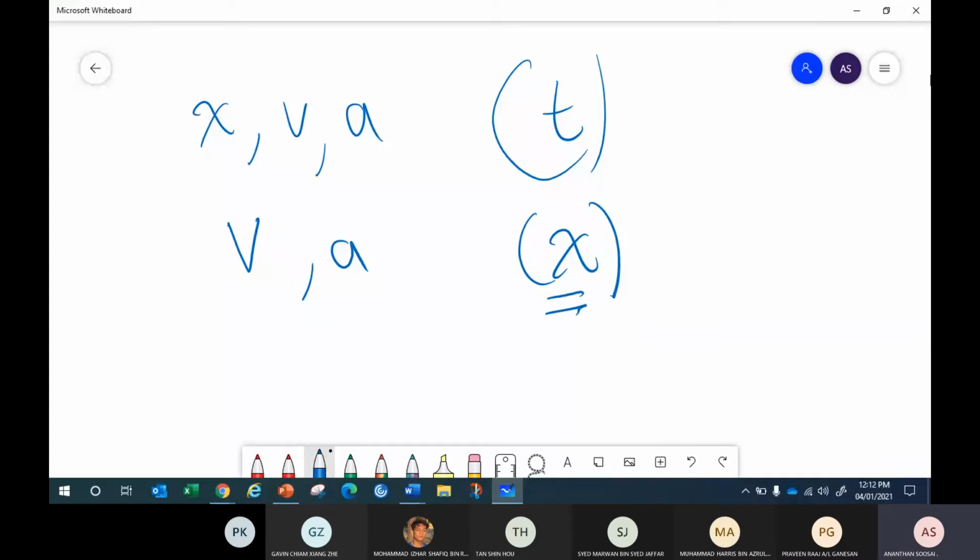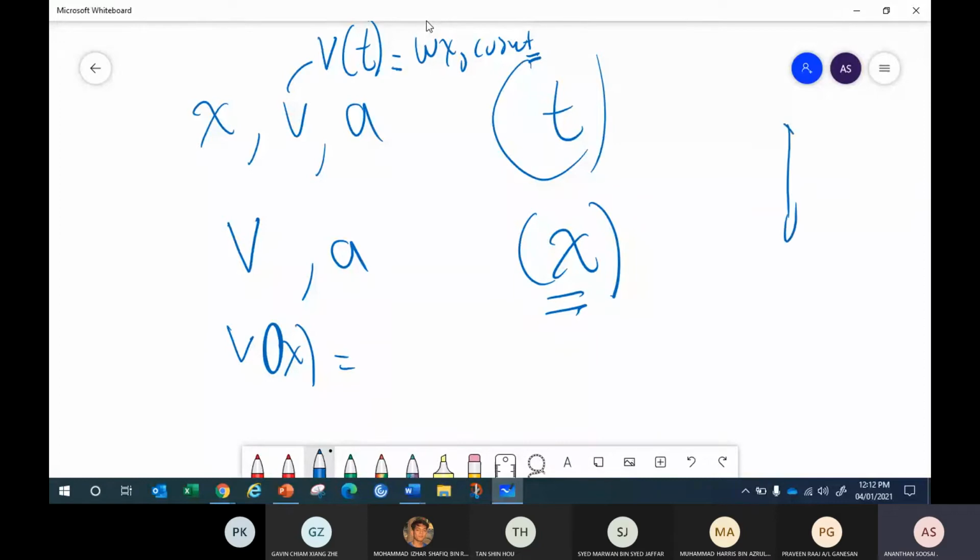Now, we know v in terms of t as a function: omega x naught cos omega t is in terms of t. You tell any time, you get the velocity. But now we want to find velocity at a given displacement. That means something is oscillating.